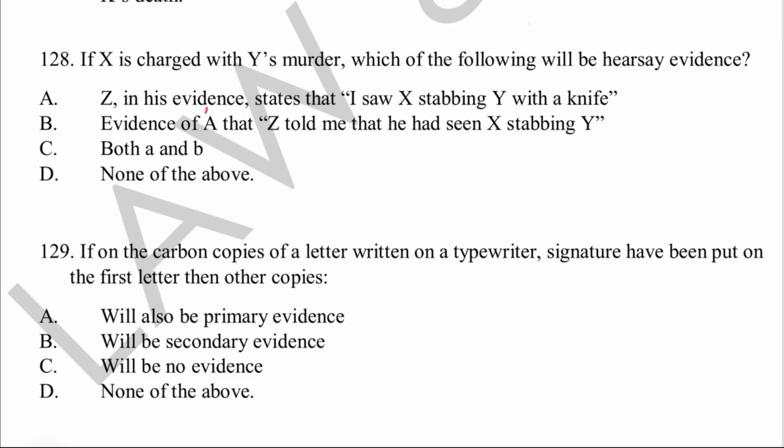If X is charged with Y's murder, which of the following will be the hearsay evidence? A: Z in his evidence states that I saw X stabbing Y with a knife. B: Evidence of A that Z told me that he had seen X stabbing Y. C: both A and B, or D: none of the above. It is option number B. Evidence of A that Z told me that he has seen X stabbing Y is the hearsay evidence.